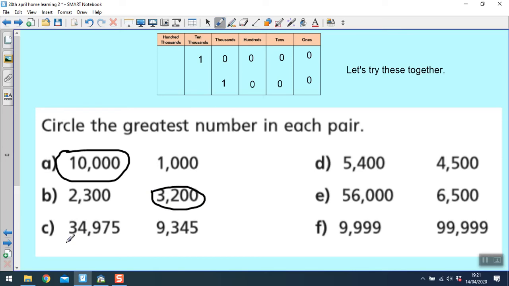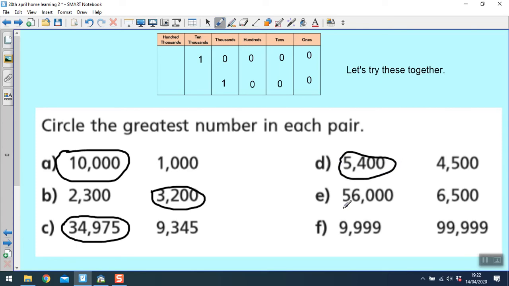Now I've got 34,975, 9,345. So these have got ones, tens, hundreds, thousands. This has got ones, tens, hundreds, thousands, tens of thousands. So this is bigger. 5,400, 4,500. They've both got 4 digits, so we need to look at the first one and compare them. This one's got 5,000s, this one's only got 4,000s, so this one is the biggest.